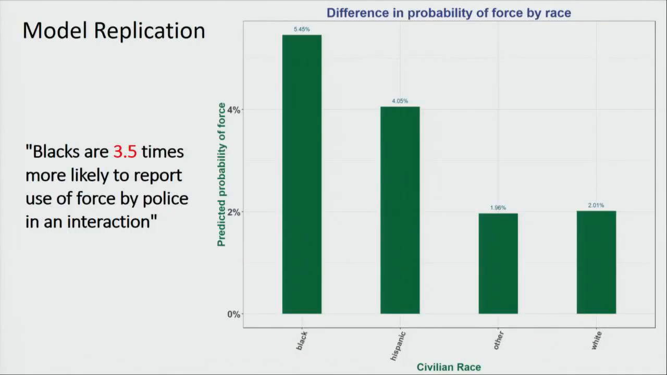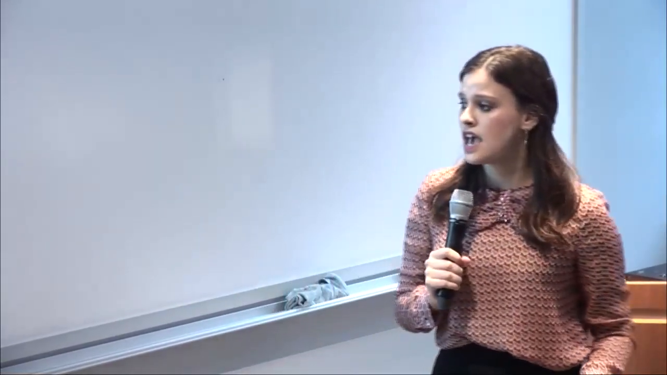And so I created this plot with the probability. On the x-axis, we have the civilian race, and on the y-axis, we have the predicted probability of force. As you can see, whites have about a 2% chance of experiencing force, and blacks have about a 5.5% chance.